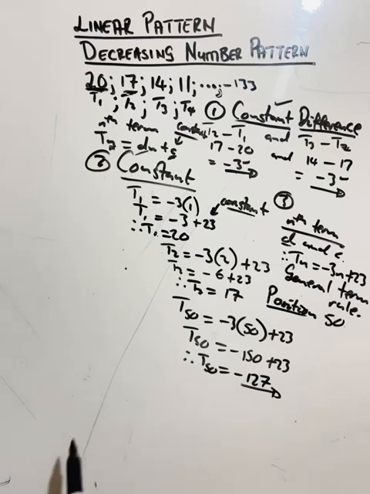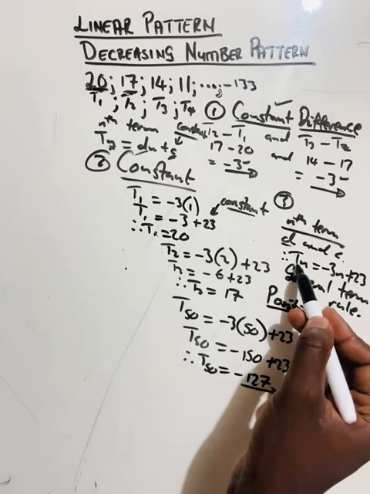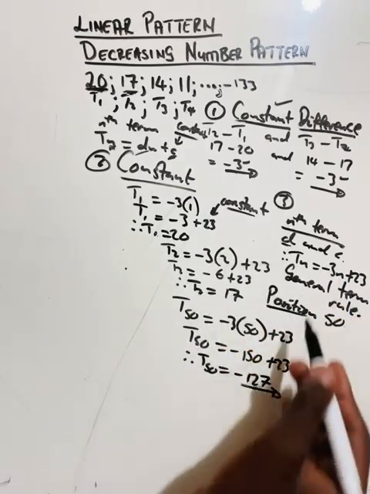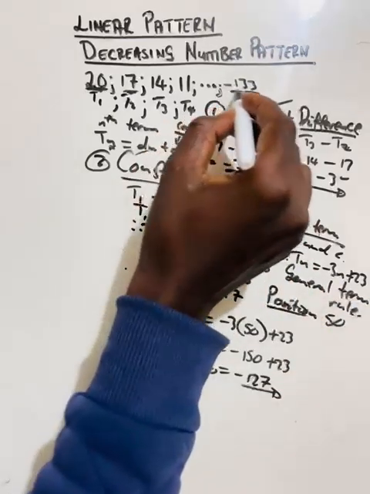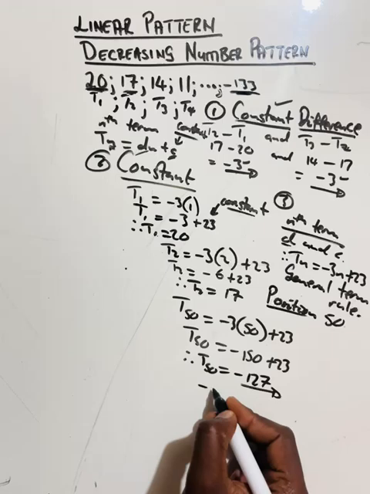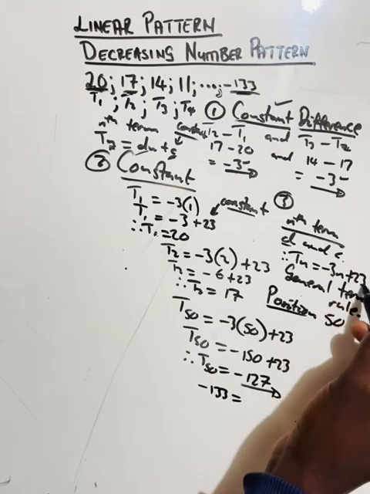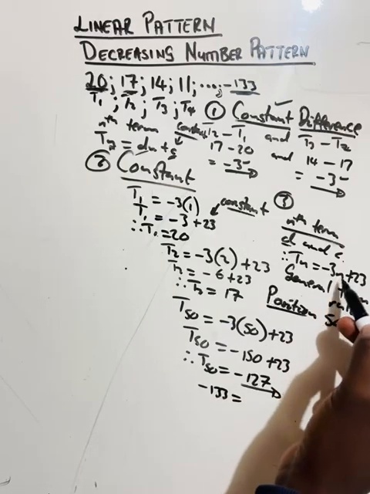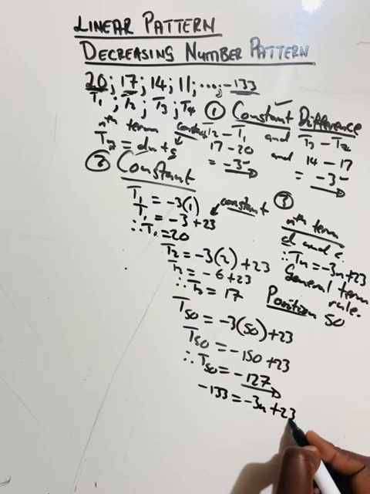So now we take our general term. Remember, our general term is Tn is equal to negative 3n plus 23. So what do we do? In the space of Tn, we no longer write Tn, we now take this number, negative 133. So we say negative 133 is equal to, then we write this portion, which is on the right side, negative 3n plus 23. So we've got a negative 3n here plus 23.